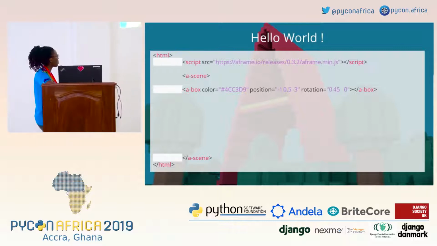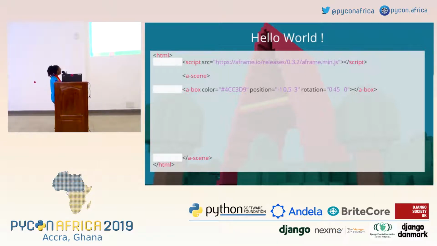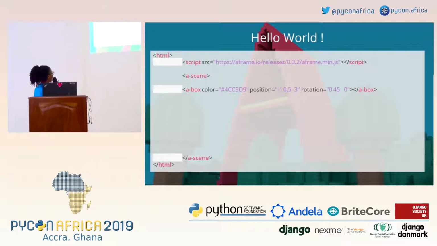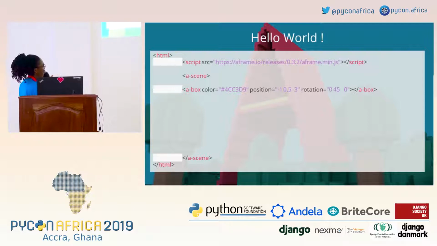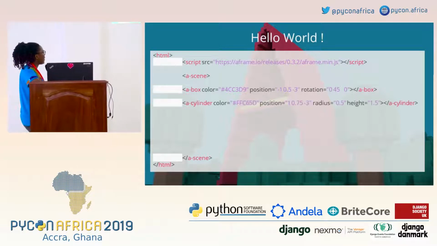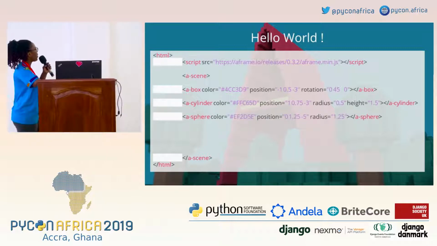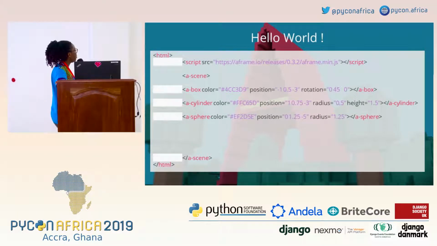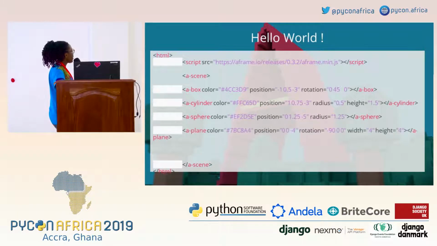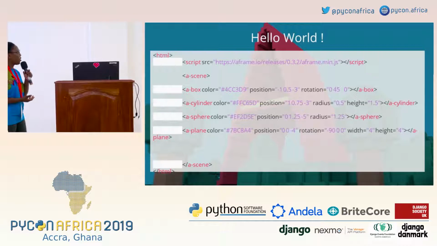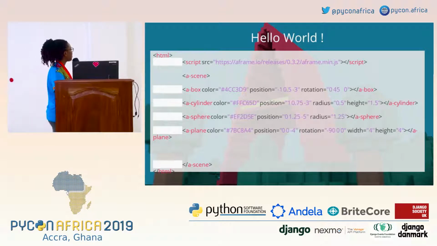So I'll have a box, which is an object, and I'll give my box some components, which is the color, position, and try and give rotation to it. And then I'll add a cylinder and the sphere and give them the same attributes as the other ones. And then I have a plane. This is a visual standing for my objects within the VR implementation.